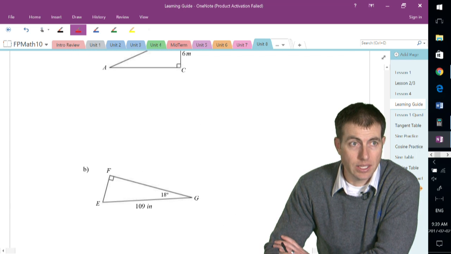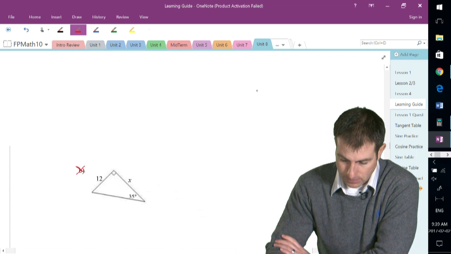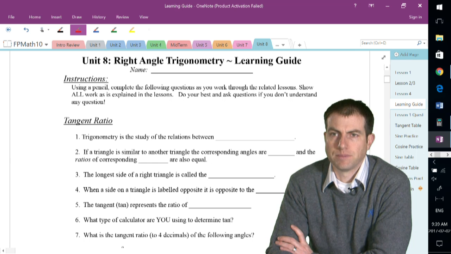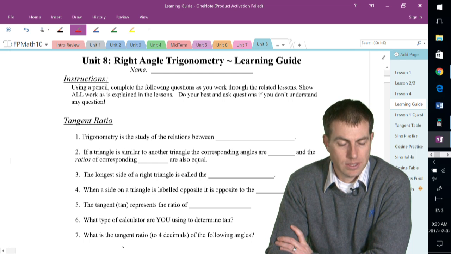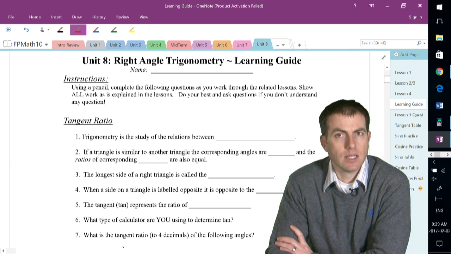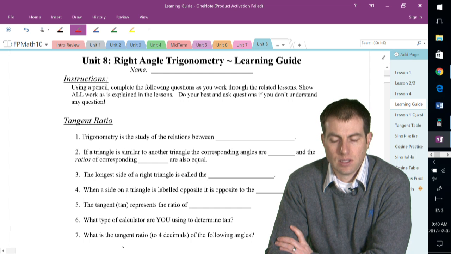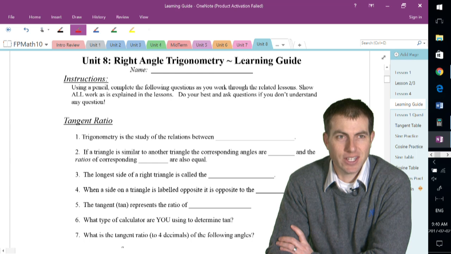All right, does anybody have any questions about that? Do I need to go through that again, or did everybody get all that? That's what I like to hear, Jenna. Nobody else has anything to say? I'll give you guys a few minutes maybe to go through some of these problems. So finish the learning guide.